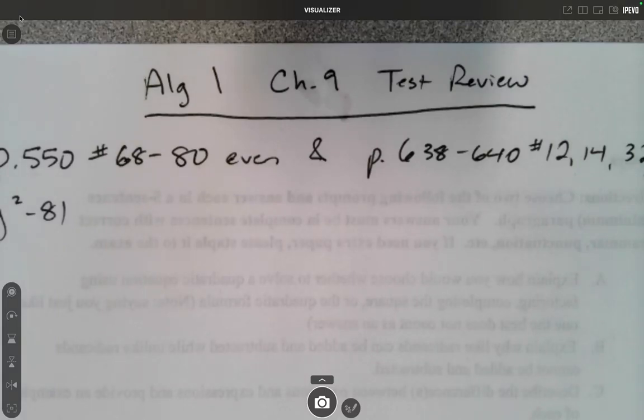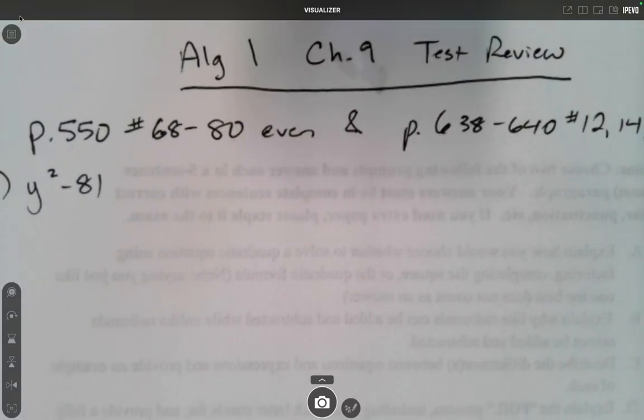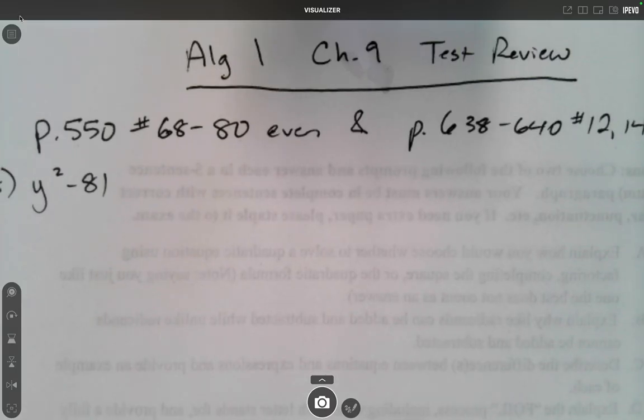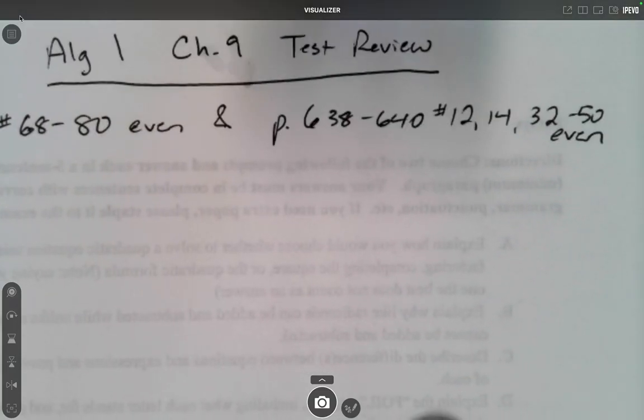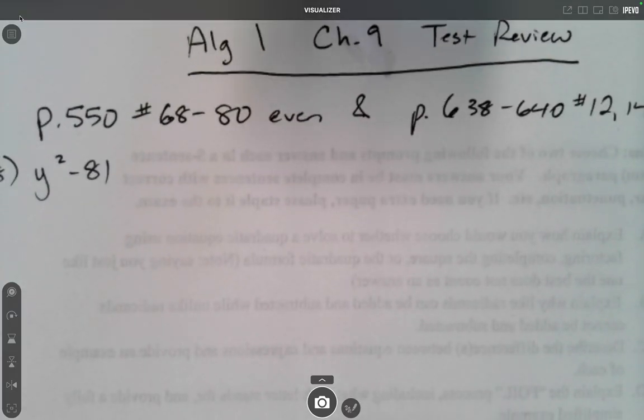Our Chapter 9 test review covers pages 550, numbers 68 through 80 even. I said 870 because this is what covers Chapter 8, Section 7, and then this will cover everything in Chapter 9 that we did. So let's begin back with factoring special products, which is Chapter 8, Section 7.